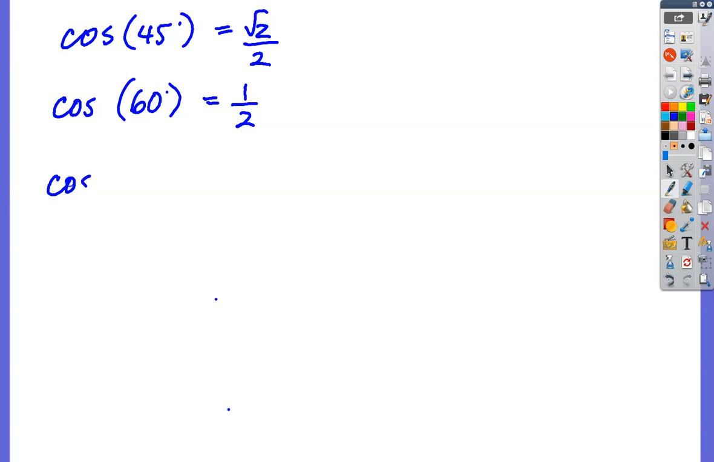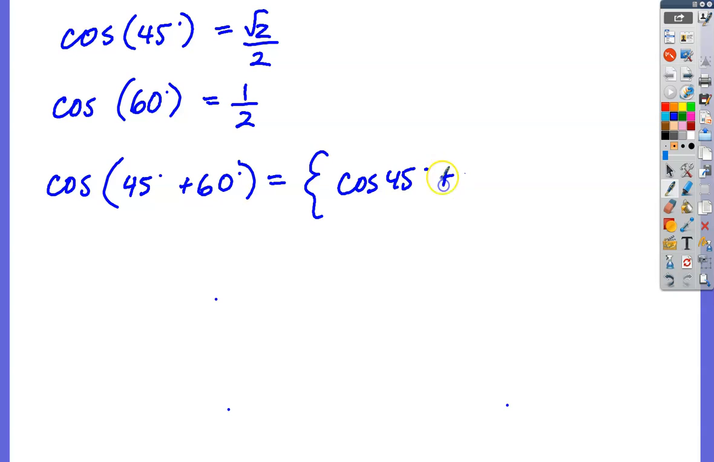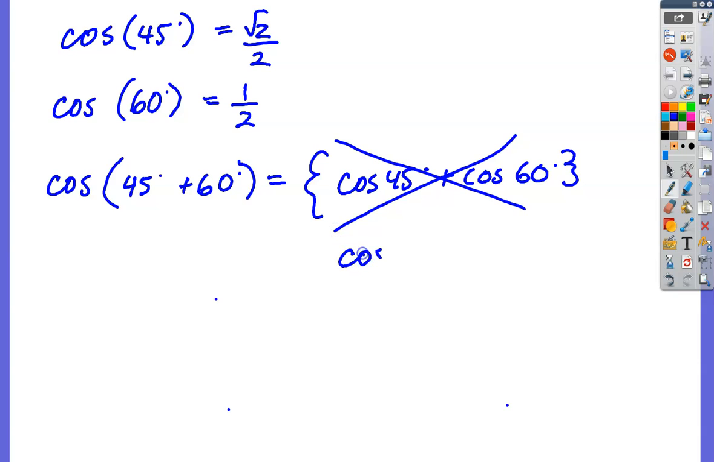If I asked you to find the cos of 45 degrees plus 60 degrees, some of you may say, well, perhaps that's just the cos of 45 plus the cos of 60. But as mathematicians, we know better than to assume that we can distribute a trig function. And the reality is you can't. This is not the same thing as the cos of 105, which is what this actually is.